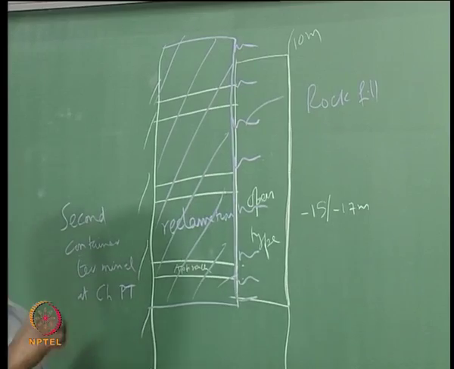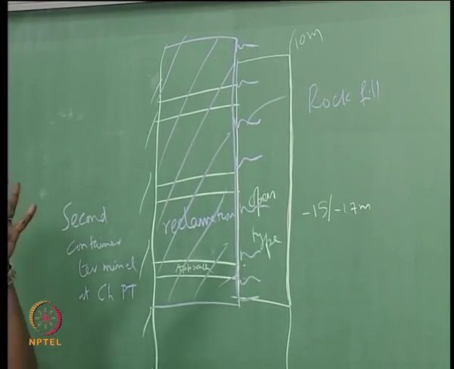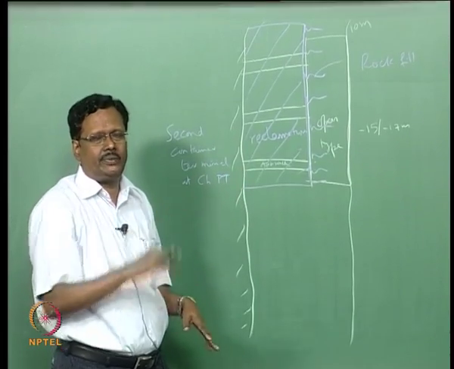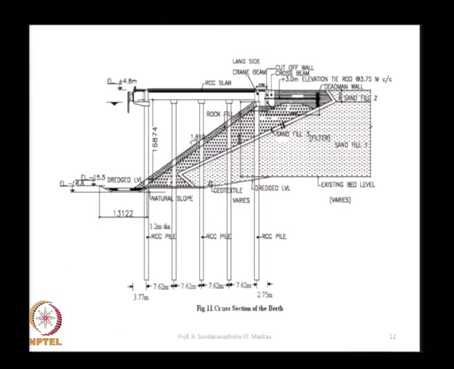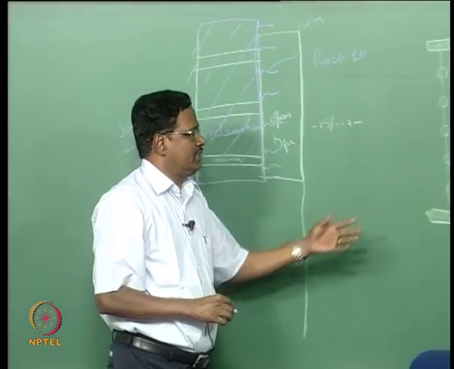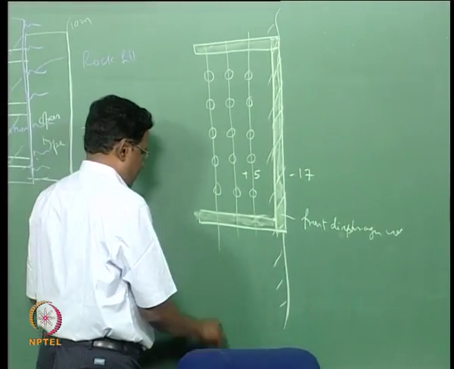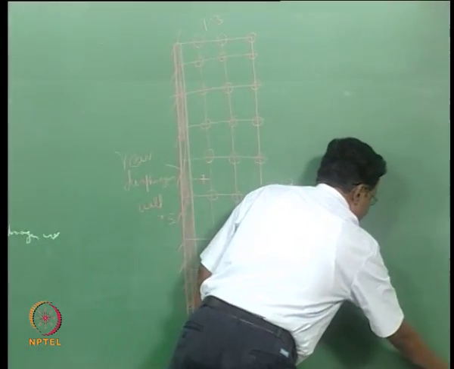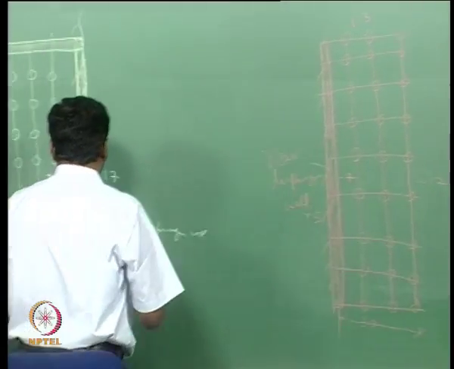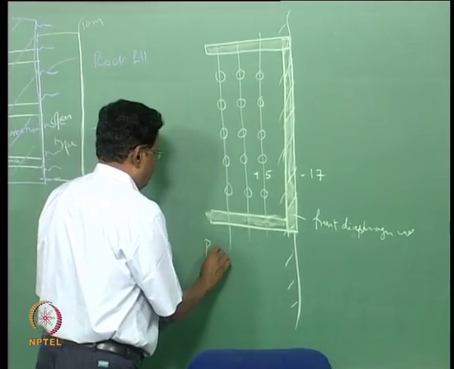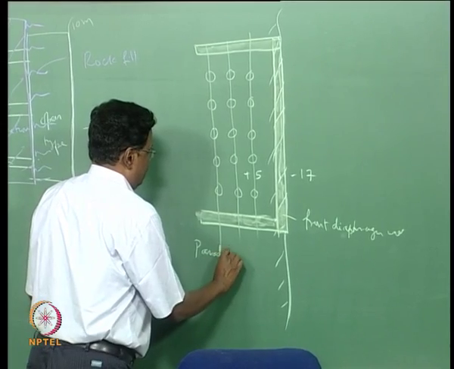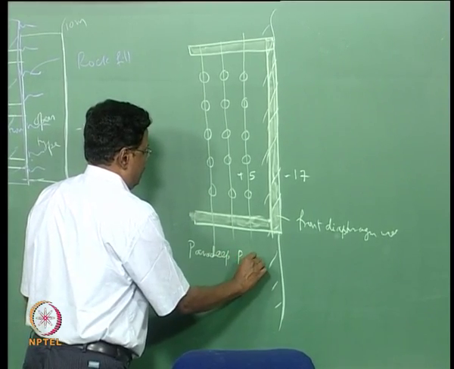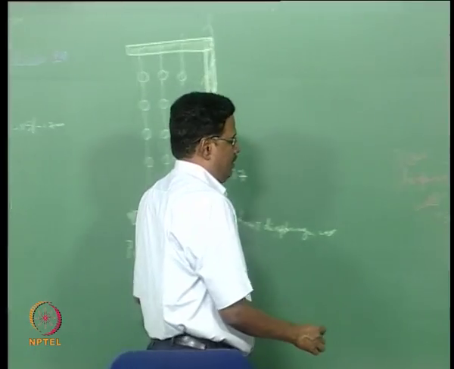What is shown on the board is the plan, that is, how it looks when you view it from the top. What I am showing in the PowerPoint is the cross section. So, this is done in Paradip Port. This is done in JNPT.